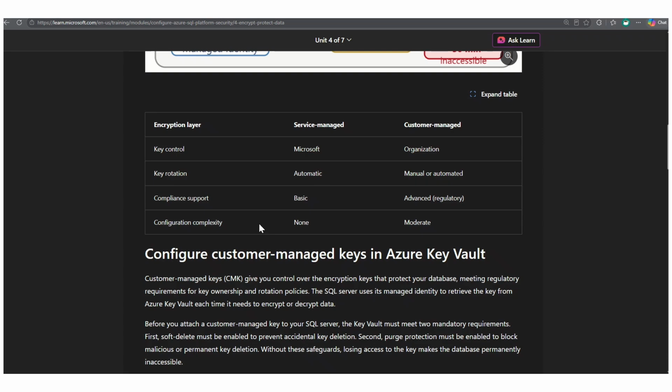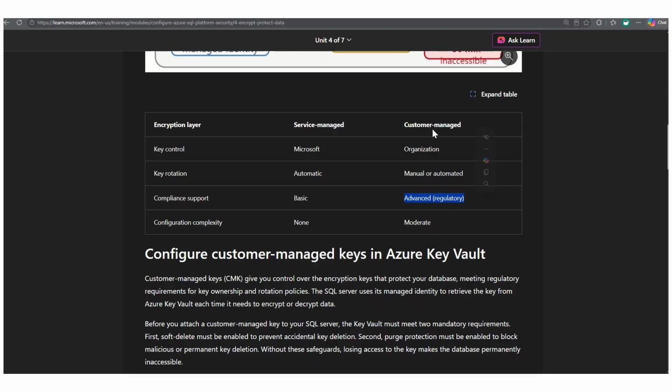The encryption layer, key control: service managed is Microsoft, customer managed is the organization. When it comes to key rotation, service managed is automatic. The customer is either manual, or you could also automate this. In terms of compliance support, it's basic. That's why if you need to comply with basic compliance, service managed works, but if you need strong compliance, as I said, like ISO 27001, this is a regulatory compliance.